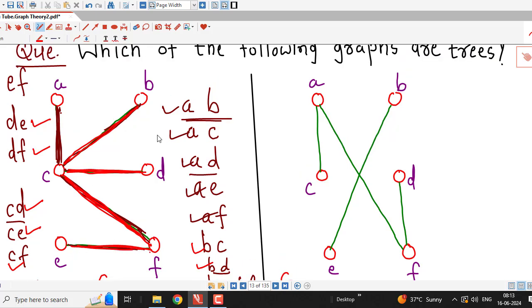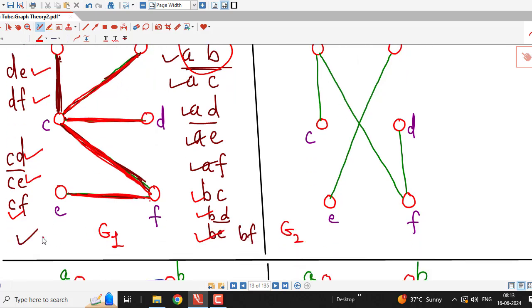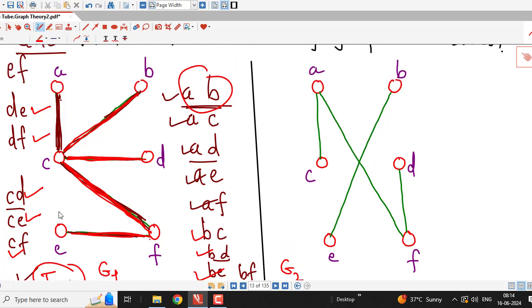So we have verified that there is a path between any two vertices of this graph G1. Therefore it is connected. And we can see that there is no simple cycle in this graph G1. Therefore G1 is a tree. Graph G1 is a connected undirected graph with no simple cycles. Therefore G1 is a tree.